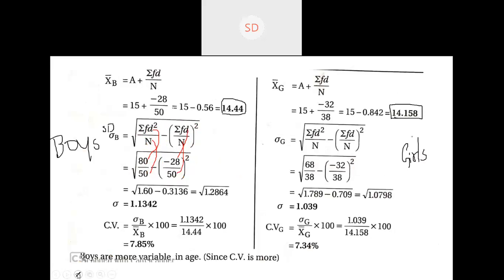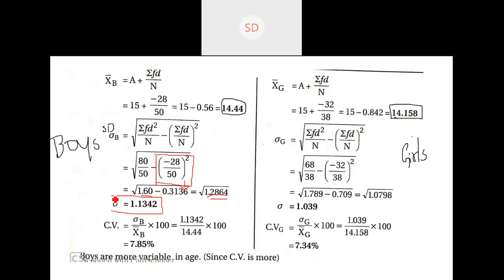Now let us continue. Once you simplify this, 80 by 50 will be 1.60 minus 28 by 50 whole square. This whole expression is going to give you an answer of 0.3136. Then the next step, square root of 1.60 minus 0.3136 will give me a difference of 1.2864. Once I take the square root, I will get a standard deviation of 1.1348. So this is the standard deviation for boys that we calculated.